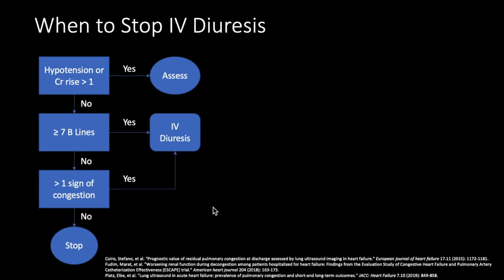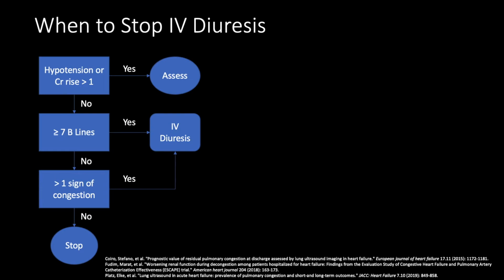So here's my conceptual framework of how I decide when to stop IV diuresis in my patient. I always think about what is their effective arterial volume first and foremost. I want to make sure that their brain and their heart is well perfused. And so if patients are getting hypotensive on IV diuresis or there's a creatinine rise greater than 1, again, from the trials of the DOSE trial, that creatinine rise of 0.9 or less was very common.